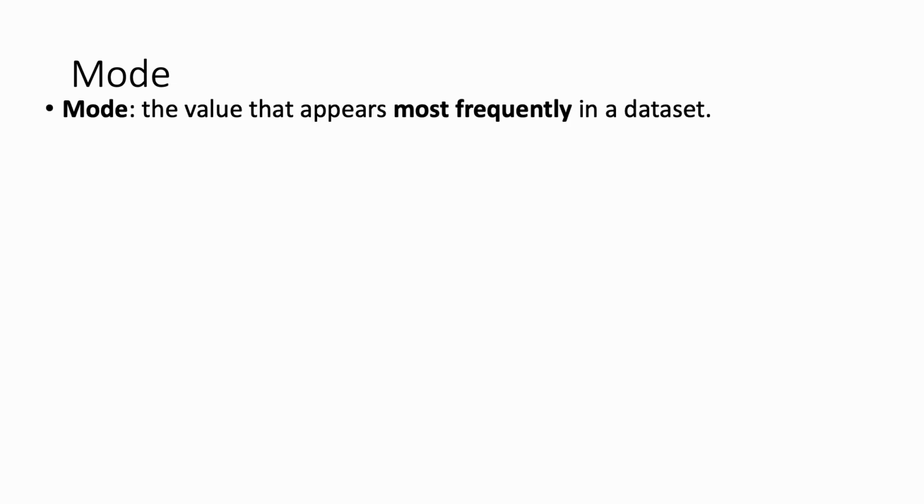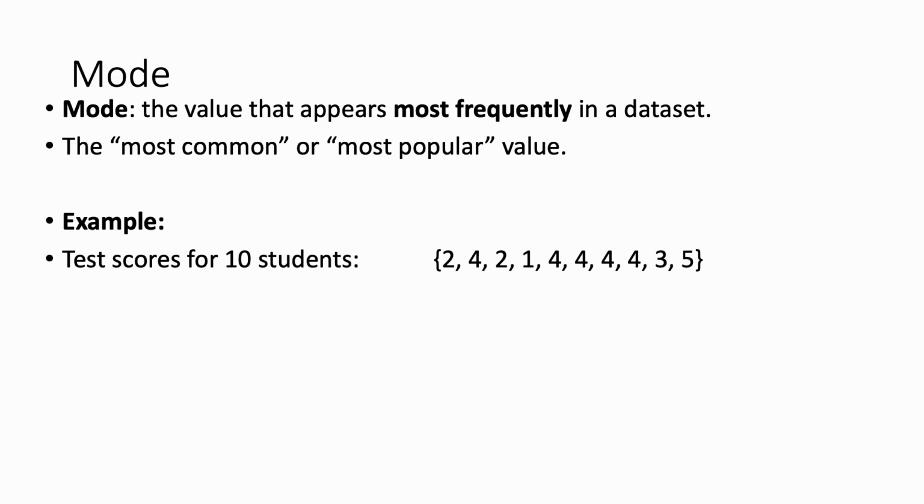The first measure of central tendency is the mode, which simply tells us the most frequent or the most common or the most popular value in a data set. For example, here are the test scores of 10 students. Can you guess the mode? You can quickly see that the number 4 appears more than any other score. So the mode is 4.